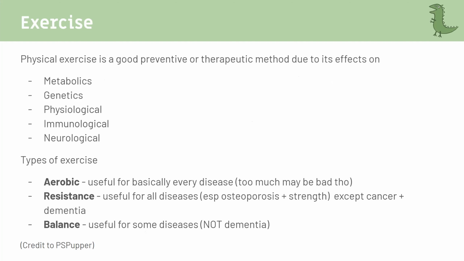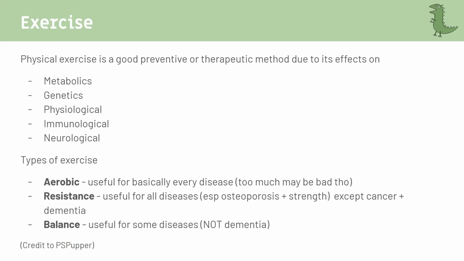Physical exercise is good because of the effects on these 5 things: metabolics, genetics, and the physiological effects, the immunological effects, and the neurological effects that it has. Also, there's basically 3 types of exercise that the lectures will go through.